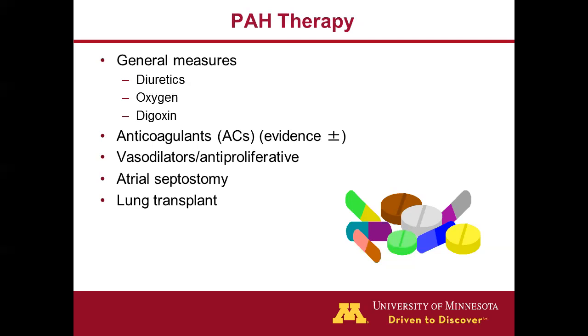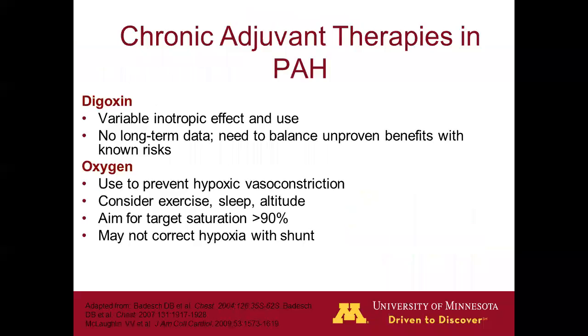So a subset of patients would benefit from anticoagulation. And then we do vasodilator therapy or anti-proliferative therapy, so these are pulmonary vasodilator therapies. If those therapies don't work, then the next step would be lung transplantation or a balloon interatrial septostomy. We'll go over the evidence for these therapies.